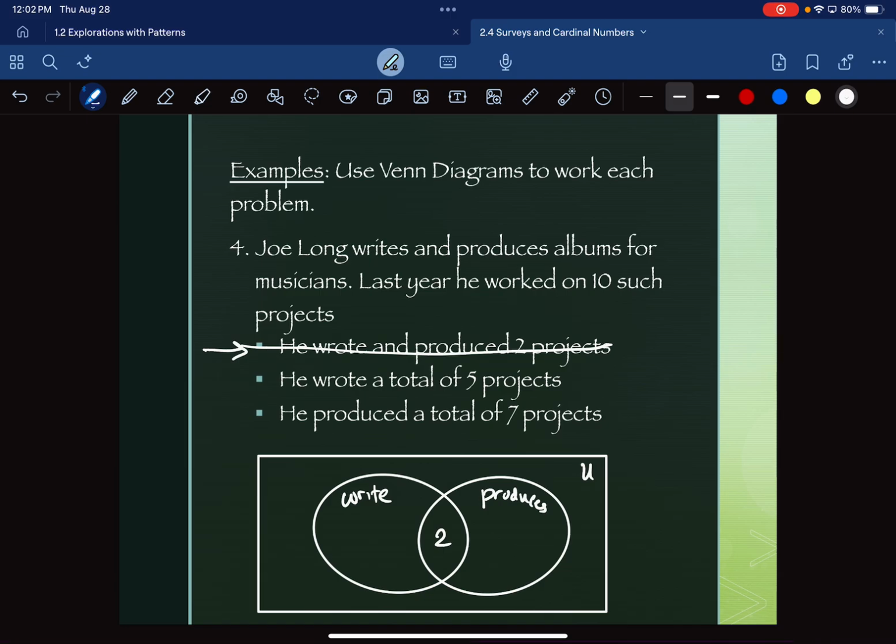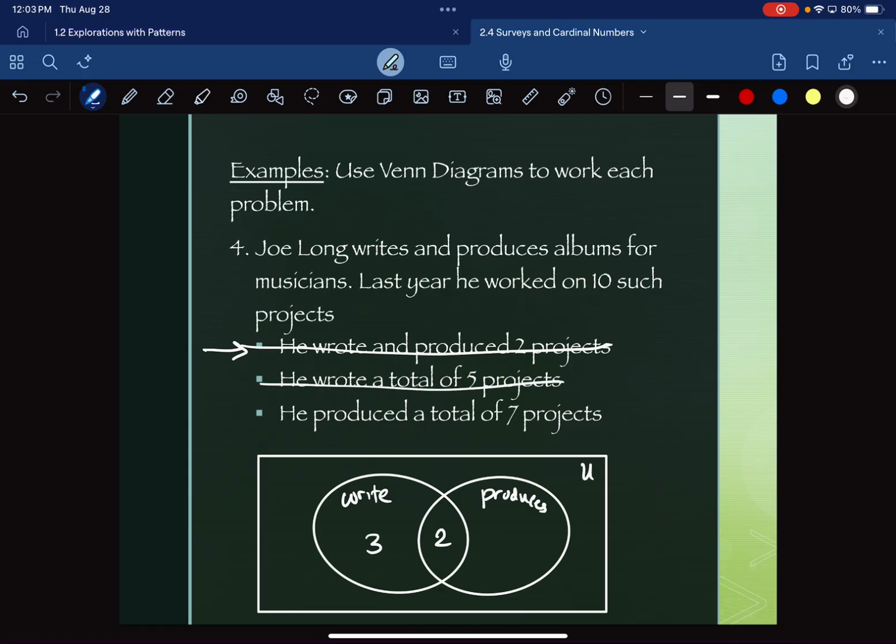The next one says he wrote a total of 5 projects. What does that mean for my diagram? Okay, so it means that everything in the circle that says wrote has to combine to be 5. How many do we already have in that circle? 2. So how many more do I need? 3. So there's 3 out here in the circle. All right, we took care of this one.